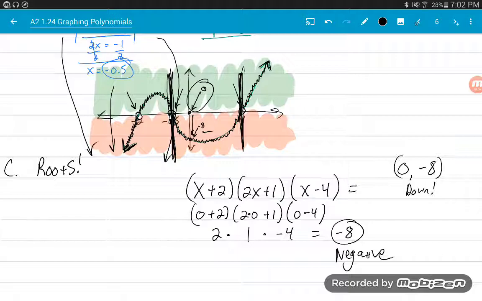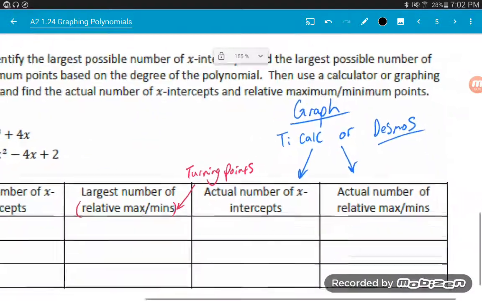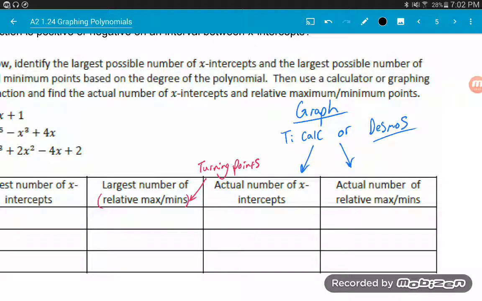Just a tip for question number 21. I gave you this in class, but in case you missed it. When I say largest number of relative max and mins, by relative max and mins, I mean turning points. For the last two columns, actual number. To find the actual number, you want to graph. And by that I mean with either your TI-83 or TI-84 calculator, or you can use an app called Desmos, D-E-S-M-O-S. Okay? If you have any questions, please feel free to contact me or catch me in the morning.